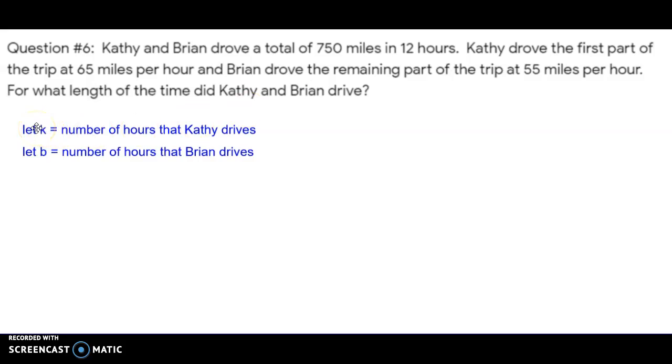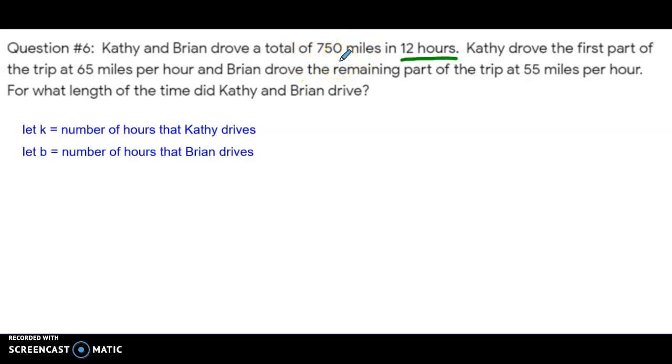So I used K and B. K is the number of hours that Kathy drives. You got to keep that in mind. It's how long she's driving by hours. Same thing with Brian, the number of hours that Brian drives. All right, so if the number of hours they drive is 12 together, that is actually going to give us our first equation. Be careful with the 750.